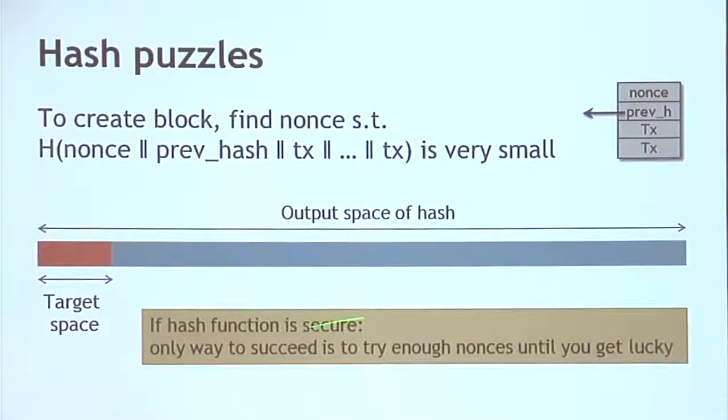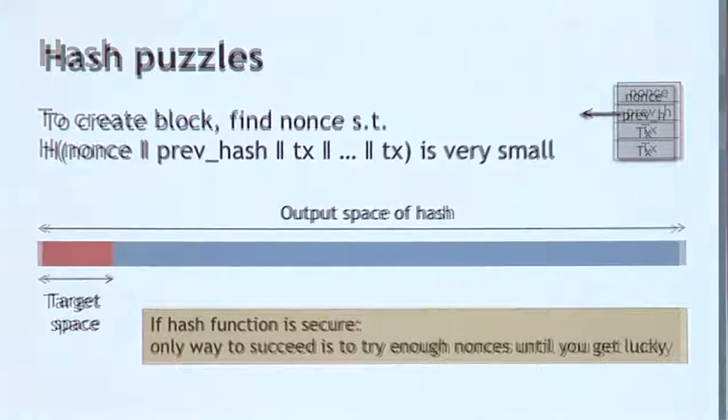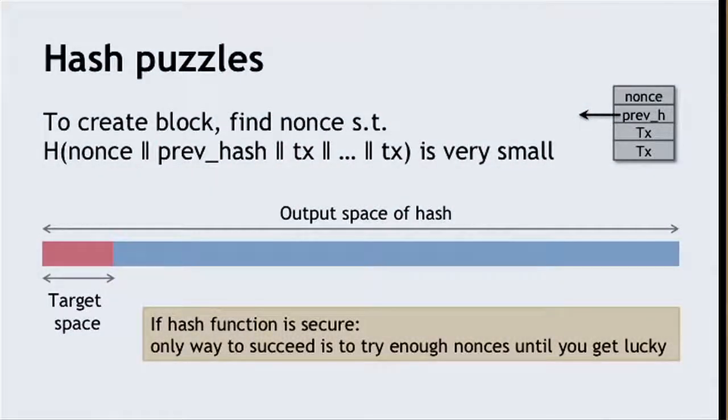And so we believe that if the hash function is secure, then the only way to succeed in solving this hash puzzle is to just try enough nonces one by one until you get lucky. So specifically, if this target space were just 1% of the overall output space, you would have to try about 100 nonces before you got lucky. And if this hash function were to behave essentially randomly, only 1 in 100 nonces will result in an output that falls within this target space. In fact, the size of this target space is not nearly as high as 1% of the output space. It's much, much smaller than that, which we'll get to in a second. But fundamentally, this is the computational problem that a node is required to solve in order to produce the block.